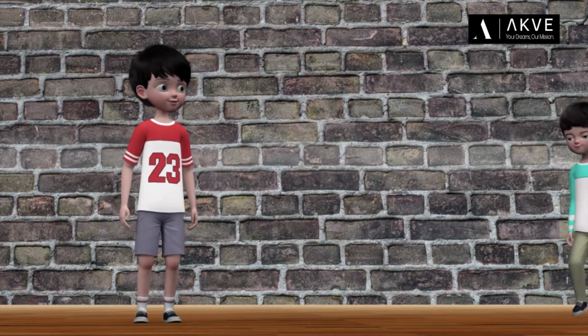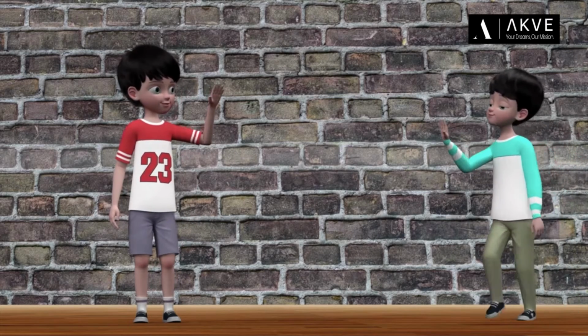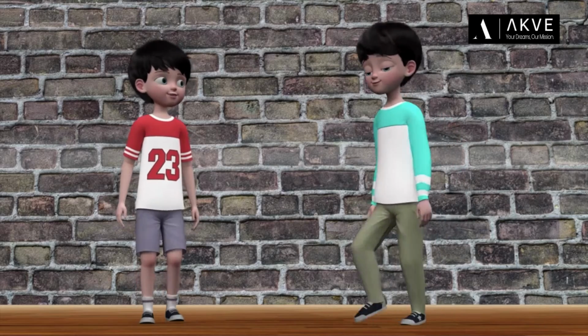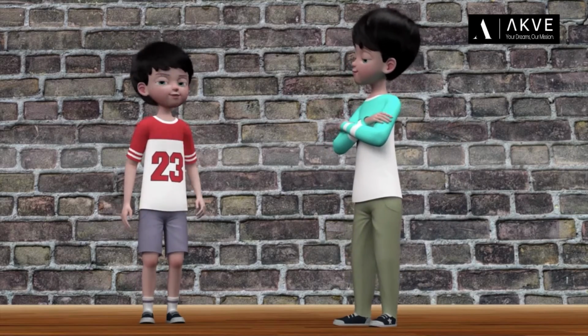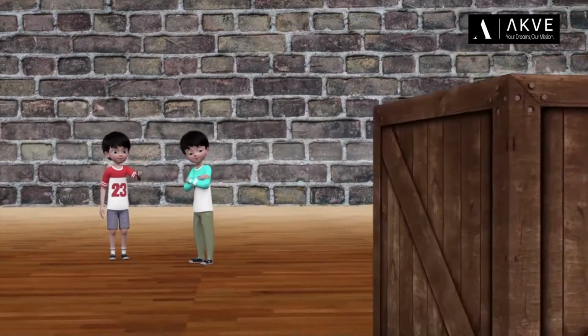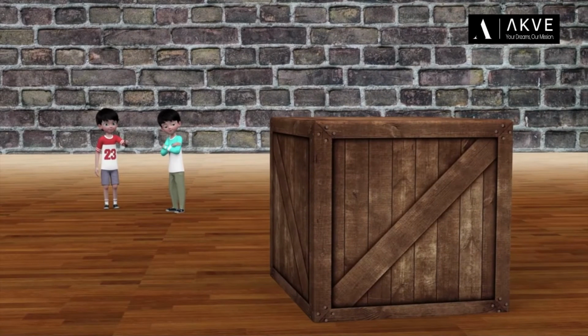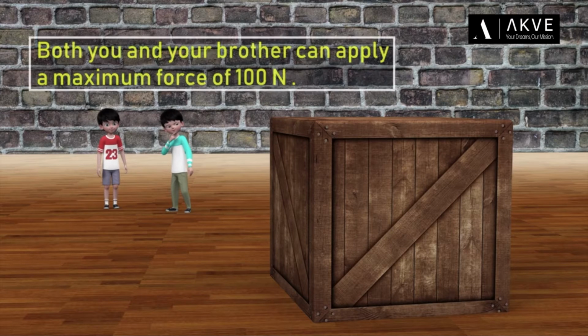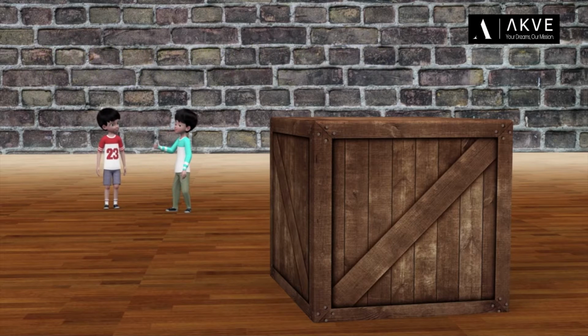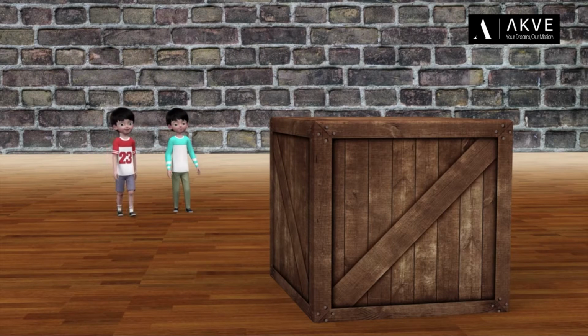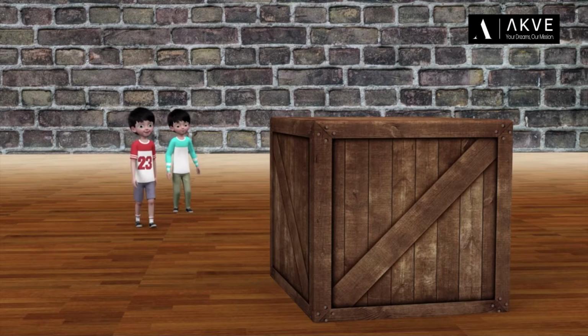So let's say you and your hypothetical twin brother, who's as strong as you are, have a task at hand. The task is to push this heavy box towards the left wall across the room. Fair enough. Now, for the purpose of explanation, assume that both of you can apply a maximum force of 100 newtons. So, game on. Take a moment and think, how should the two of you push this block?